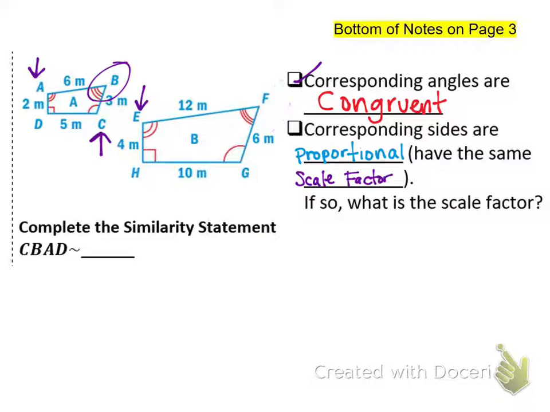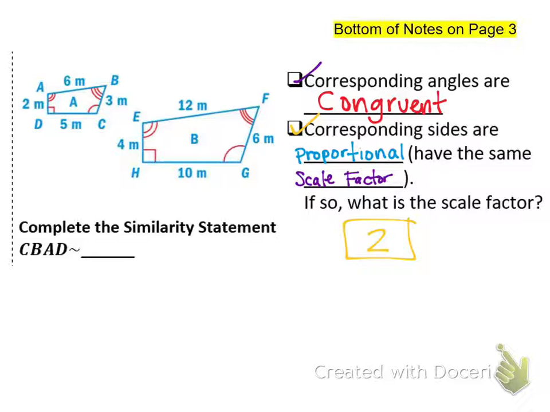Then you want to figure out if the sides are proportional. This is probably really easy to see. Do they have the same scale factor? Yes. What was each side multiplied by? 2. 6 times 2 is 12. 2 times 2 is 4, so on and so forth. So yes and yes, the scale factor was 2. So that means that these two shapes are similar.